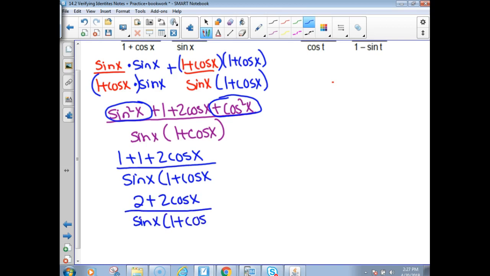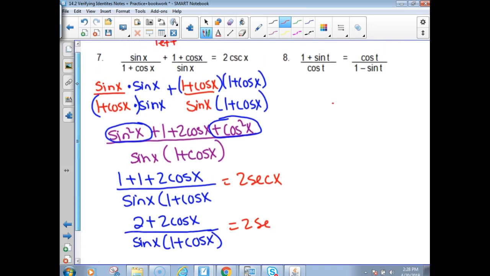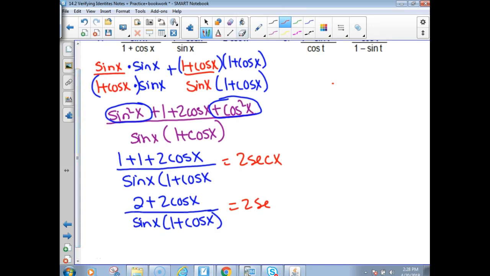Okay, now I want you to look at this numerator and say, well, what can I do to help get myself simplified when my goal is to get to secant x? Oh, it's not 2 secant x, is it? I just lost what I was doing here. 2 cosecant x.